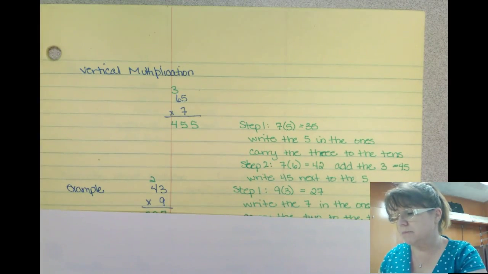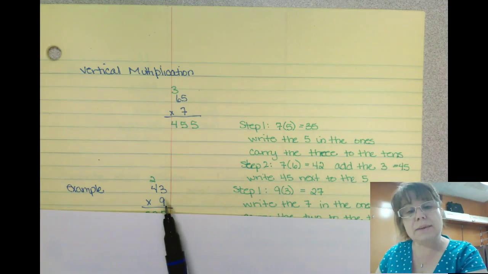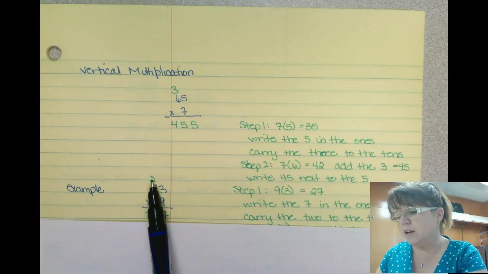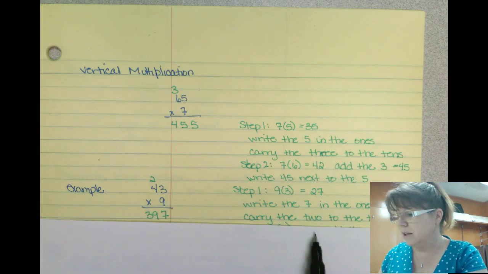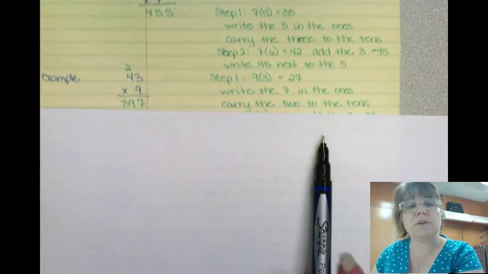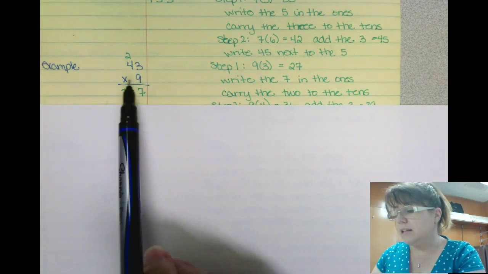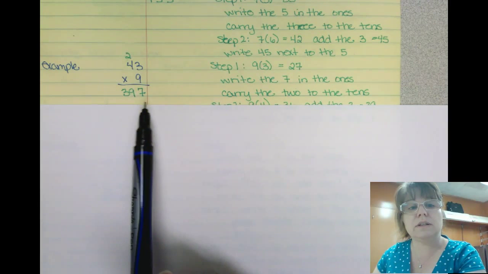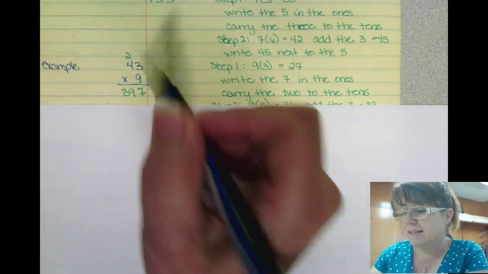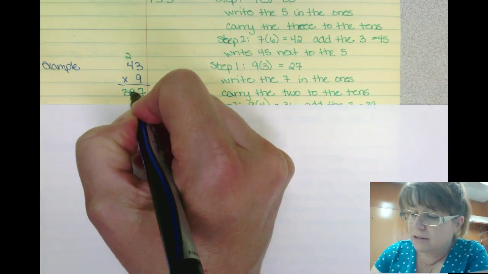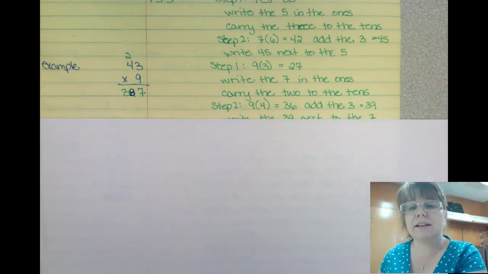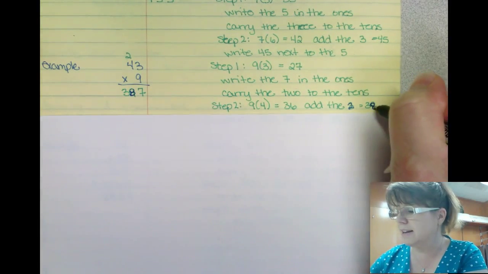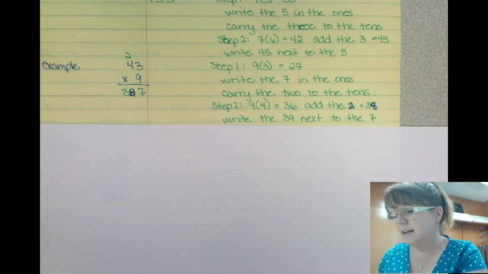So let's try another problem and follow the same steps. So 9 times 3 is 27. We write the 7, and we carry the 2 over the 4. Move it up a little bit. And then 9 times 4 is 36, plus 2 is 38. Actually, I have an error there. Easily fixed. I said add the 3, but it's add the 2, and it's a 38. I even make mistakes.